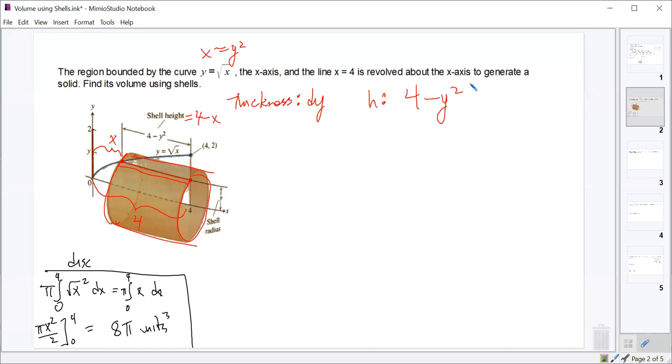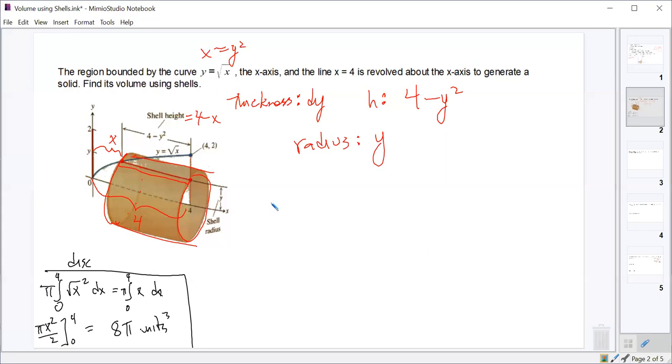Okay, perfect. And then our radius, and this is the nice thing about doing shells, if we are revolving around the x-axis, the radius will always just be y. It will just be the distance from the x-axis to the function. And likewise, if I'm revolving around the y-axis, the radius will always just be x, which will be super convenient for us.